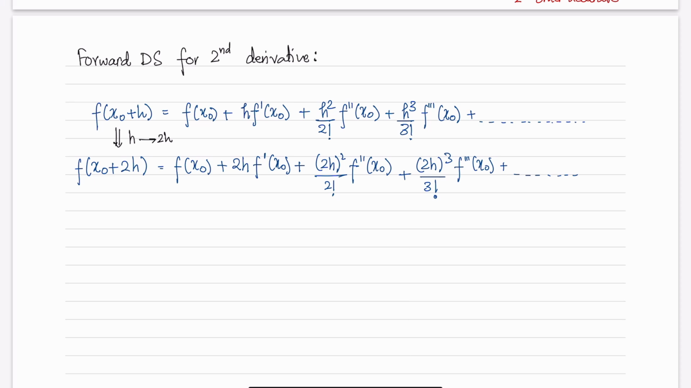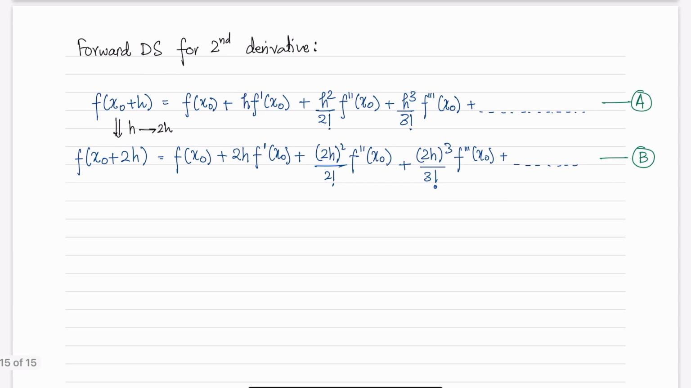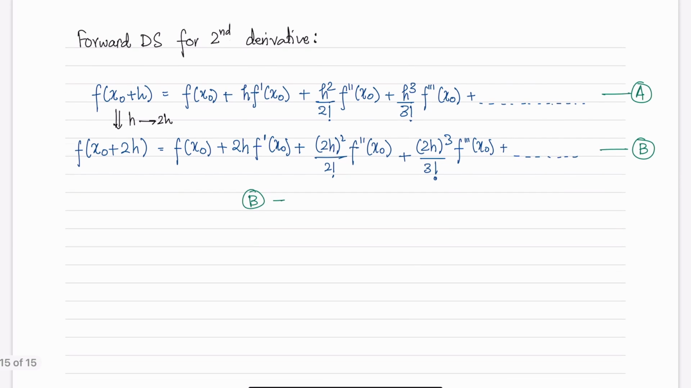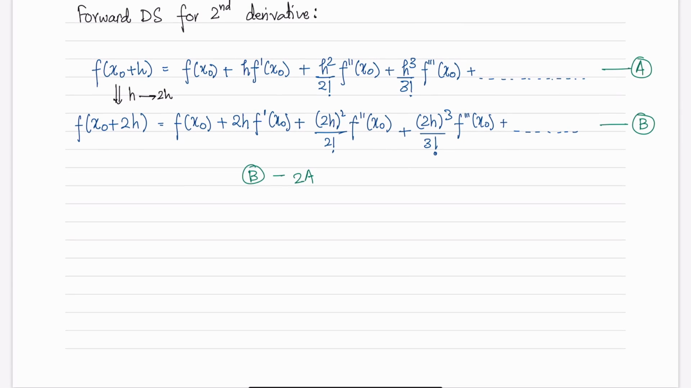In both equations we have the first derivative and the second derivative, and I hope that you get the idea now. We have to eliminate the first derivative from these equations. In order to do that, we have to do some algebraic manipulation. So if I say that this is my equation A, this is my equation B, what I'm going to do now is evaluate B minus 2 times A.